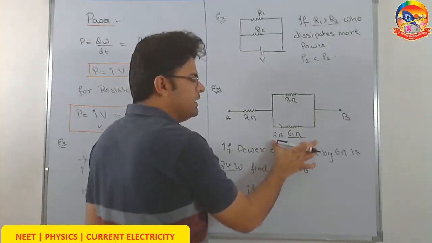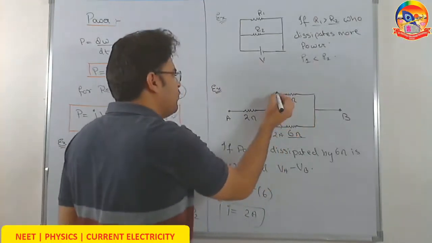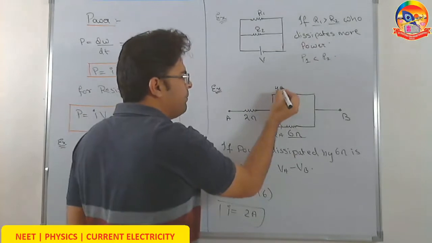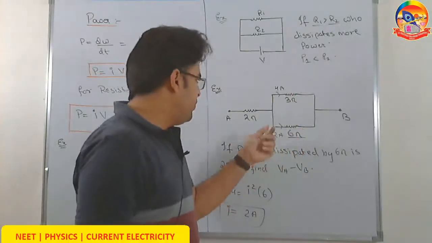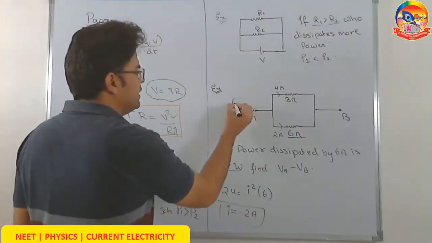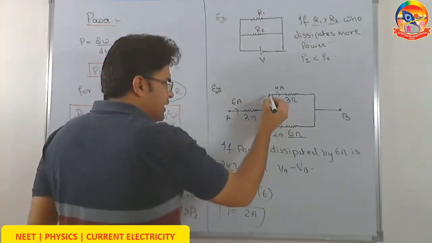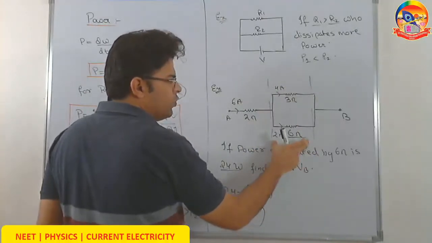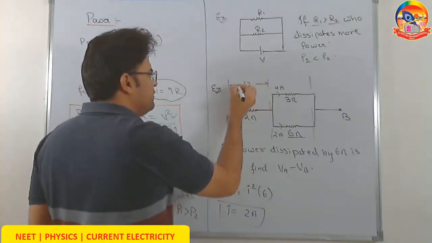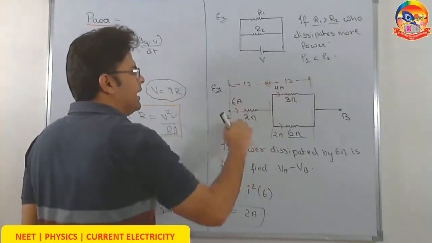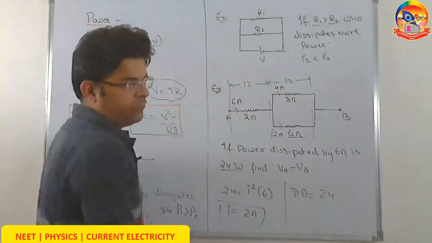So if the potential drop across 6 is 12, potential drop across 3 also has to be 12. If the potential drop across 3 ohm is 12, then the current flowing through 3 ohm has to be 12 by 3, that is 4 ampere. So the current through this 3 is 4 ampere, current through 6 is 2 ampere. So this means that the current coming in has to be 6 ampere. Now see better. The potential drop from here till here is 6 into 2, 12, 3 into 4, 12. The potential drop across this 2 ohm will also be 12. This means that the potential drop from A to B has to be 12 plus 12. So the potential drop between A and B has to be 24.